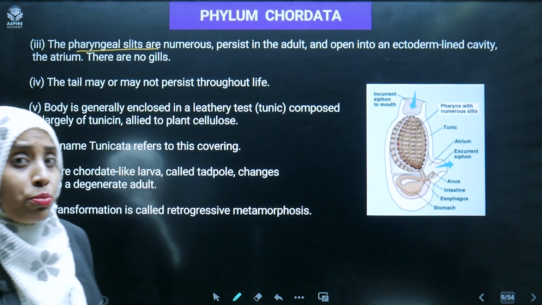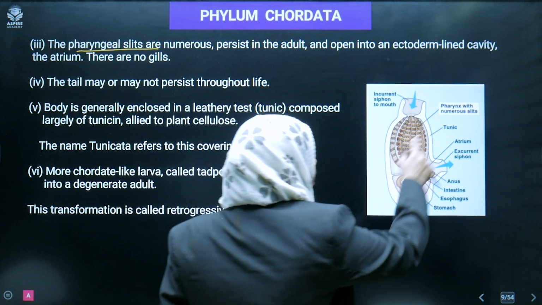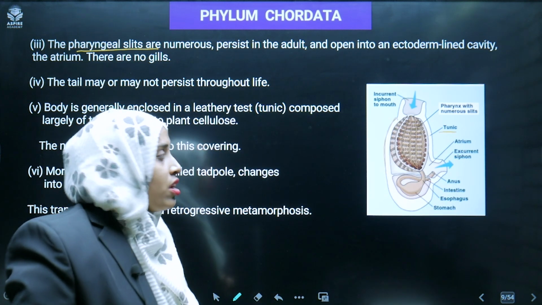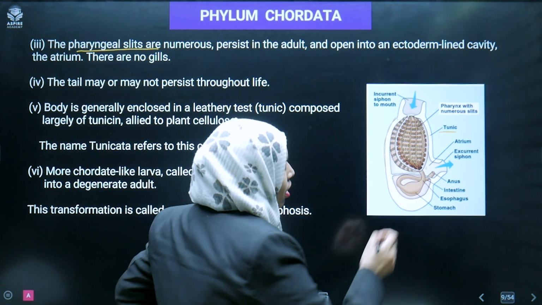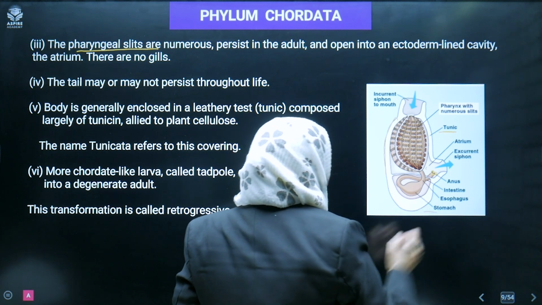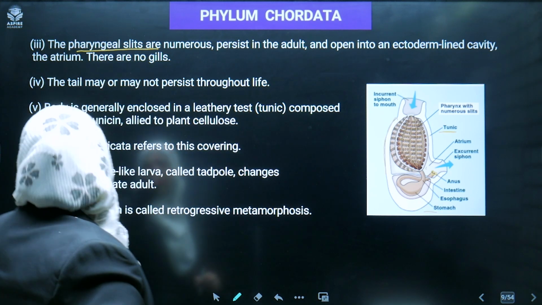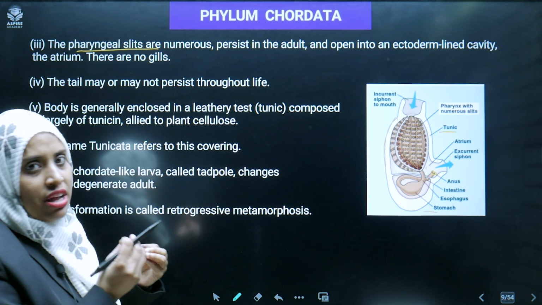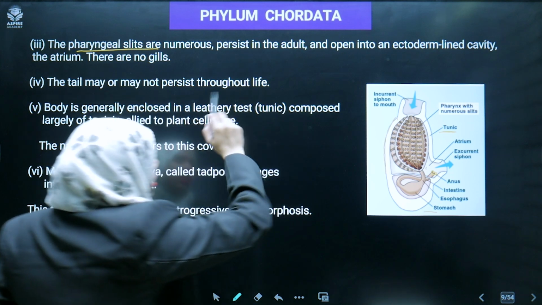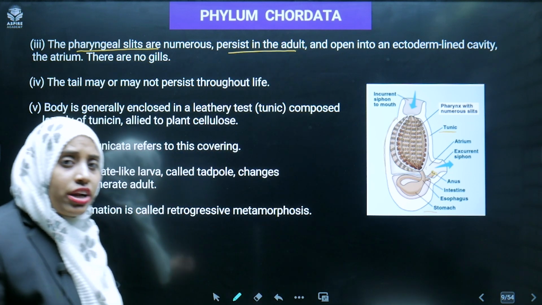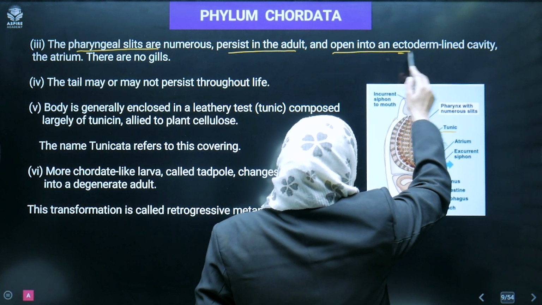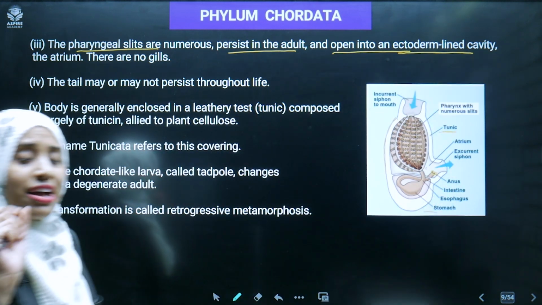So there are gill slits present in the pharyngeal region, and the whole body that is known as tunic. ये पूरे body को क्या बोलते हैं? Tunic region. This is atrium over here. There is anal pore. ठीक है, intestine region है, esophagus है, stomach है. Okay. Now, we can see the numerous pores are there, or numerous gill slits are there, and they persist in the adult. Adult जितने भी होते हैं यूरोकॉर्डेट्स, उनमें gill slits होता है, and the gill slits will open into an ectoderm lined cavity known as atrium.